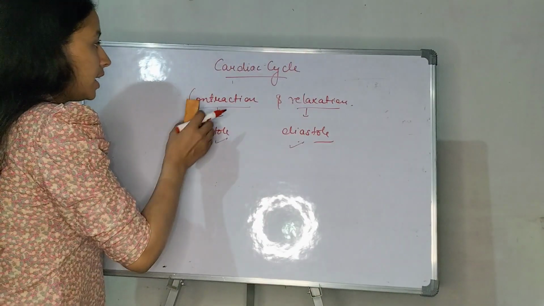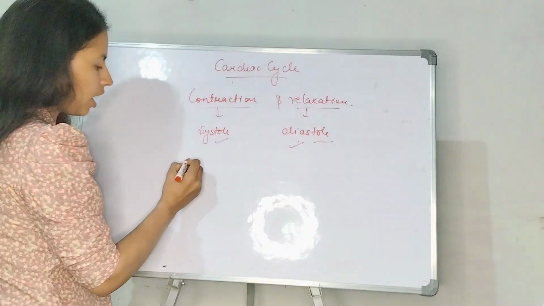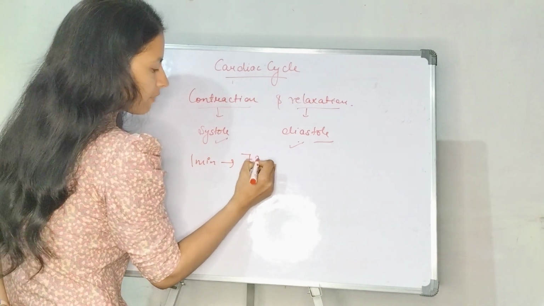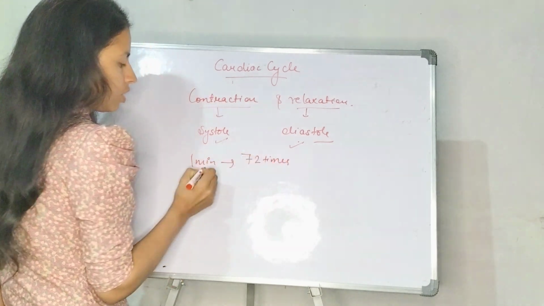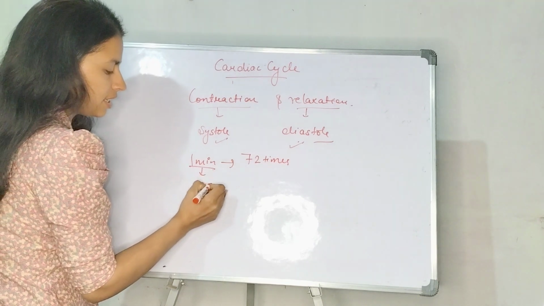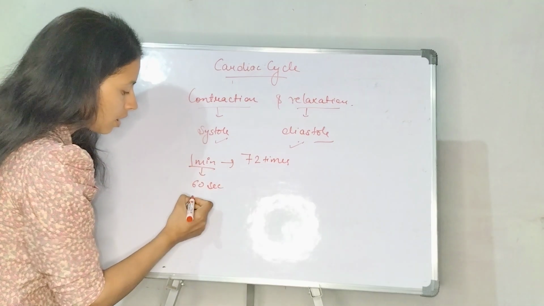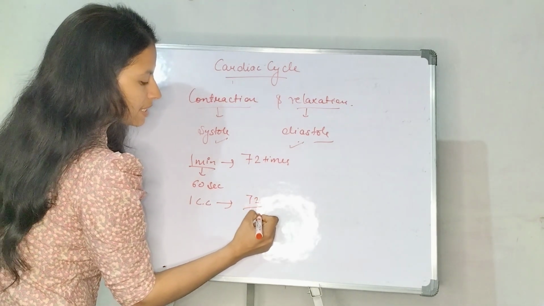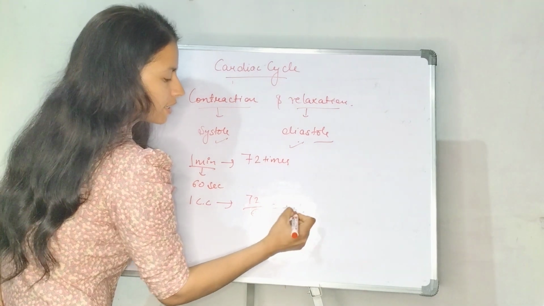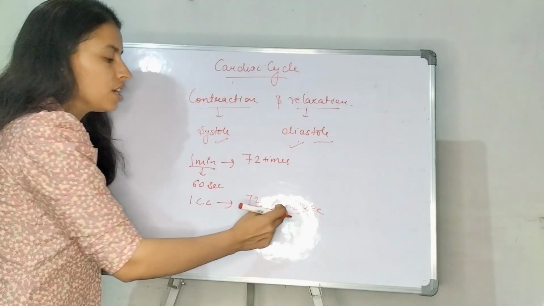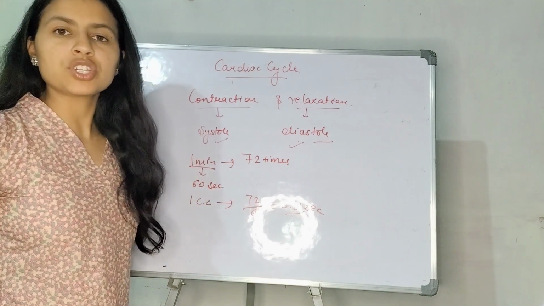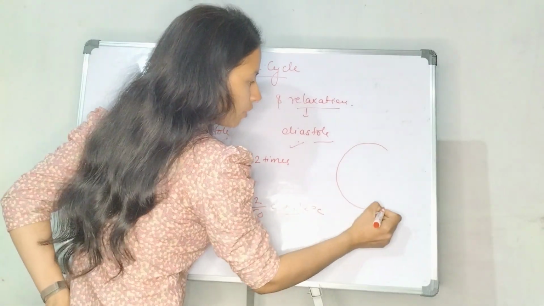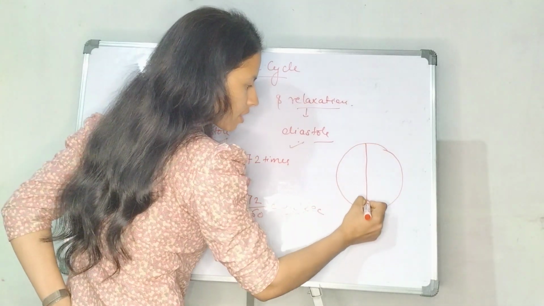We all know that our heart beats 72 times in 1 minute. One minute consists of 60 seconds. So one cardiac cycle is completed in 60 by 72, which is about 0.8 seconds. So one cardiac cycle is completed within 0.8 second. Here is a diagram of our cardiac cycle, where we draw the three stages.